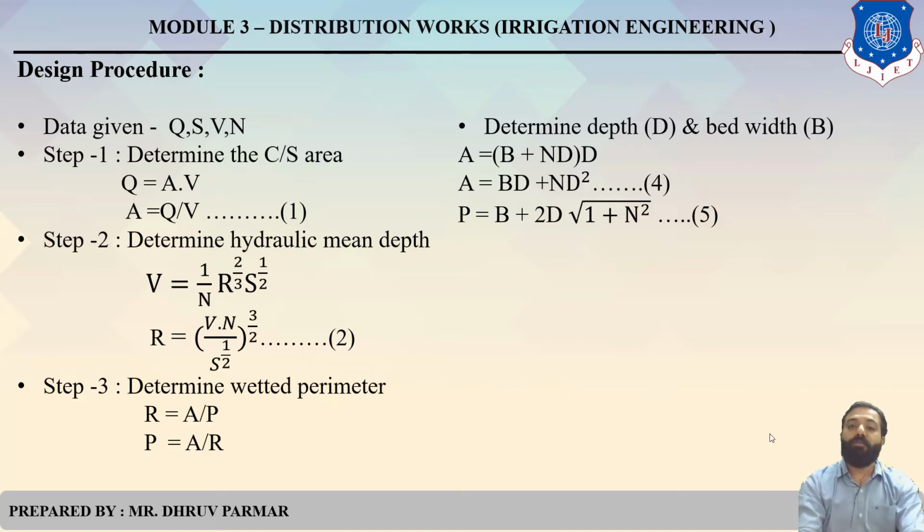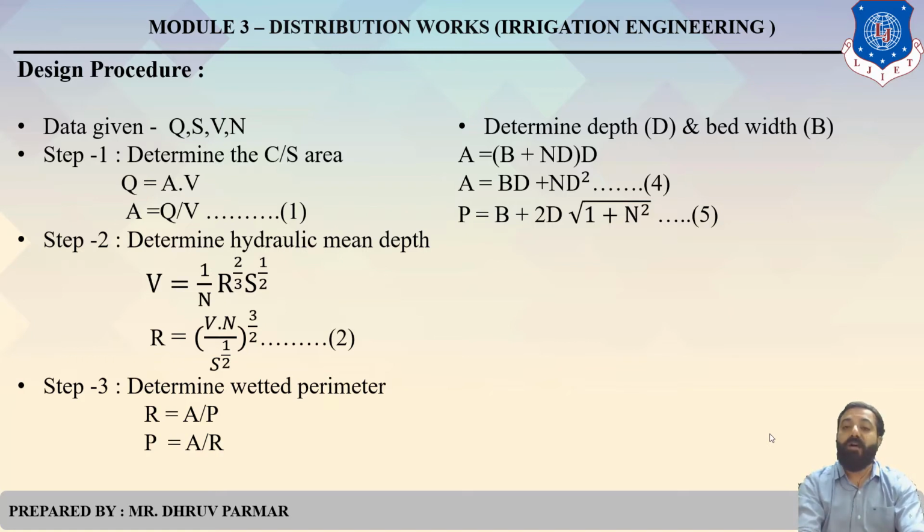Then after that, step 3, we find the wetted perimeter. We know the formula of hydraulic mean depth: cross-section area divided by wetted perimeter. So we have R, we have the area, so we can easily find P, the wetted perimeter. Clear? Then after that, determine depth and bed width.